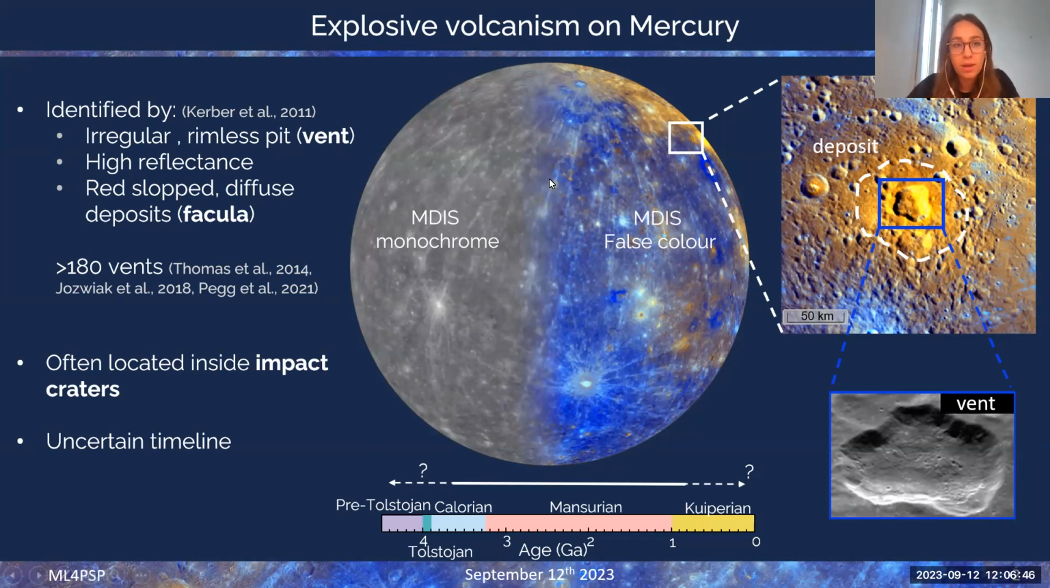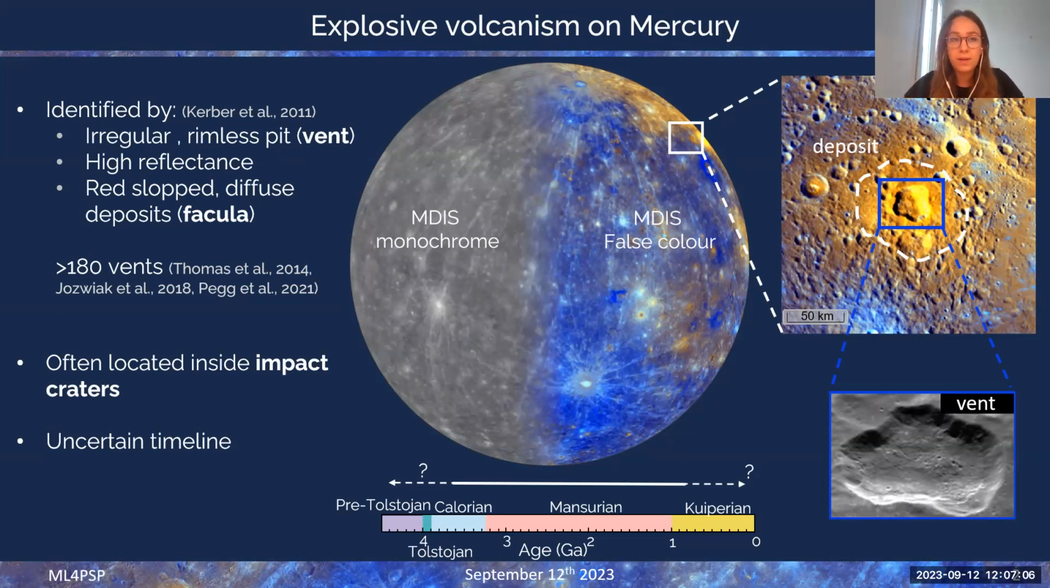On Mercury, we find this phenomenon of explosive volcanism, which is characterized by explosive eruptions that occur through a central vent. And here at the right bottom of the image, we can see an example of a vent, which is an irregular and rimless pit.